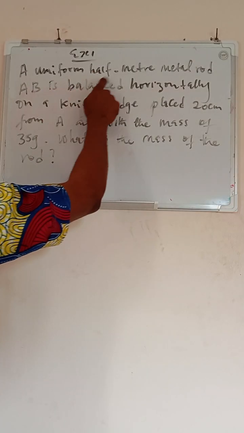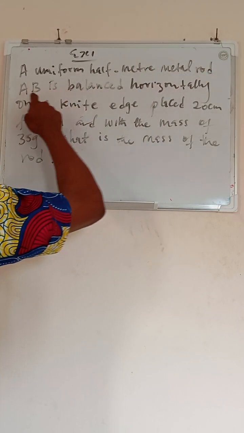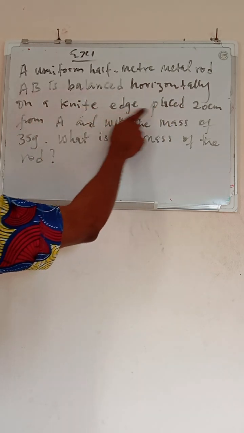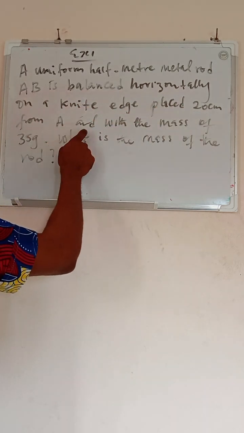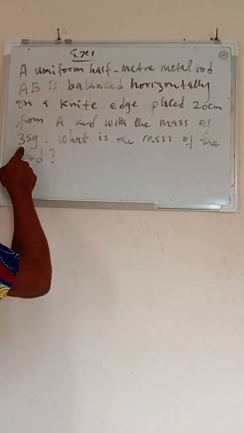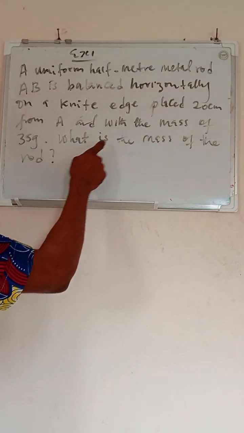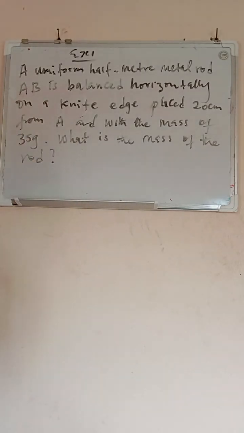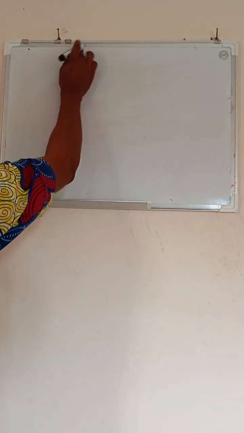A uniform half meter metal rod AB is balanced horizontally on a knife edge placed 20 cm from A and with the mass of 35 grams. What is the mass of the rod? Okay, let us draw the diagram before we calculate, and say solution.